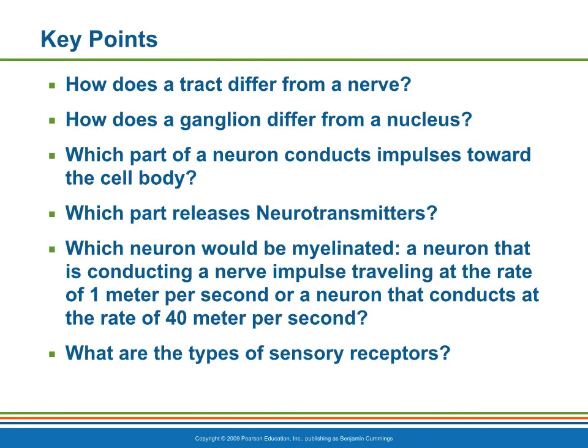So what do I need to know about this particular lecture? First of all, how does a tract differ from a nerve? How does a ganglion differ from a nucleus? What part of a neuron conducts impulses toward the cell body, and what part conducts them away? Which part releases neurotransmitters? And how about this: which neuron would be myelinated, a neuron that is conducting a nerve impulse at the rate of 1 meter per second, or a neuron that conducts at a rate of 40 meters per second? Ponder that question. And last but not least, what are the types of sensory receptors? So let's think about all this and move on to the next lecture.